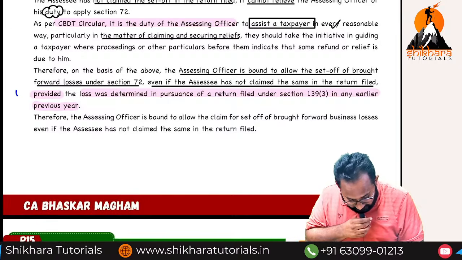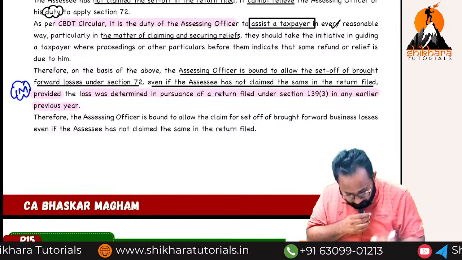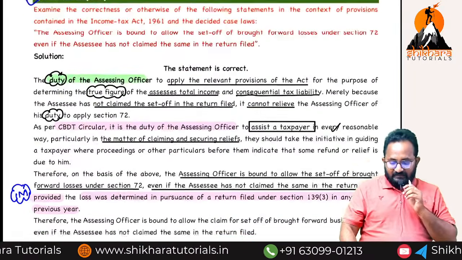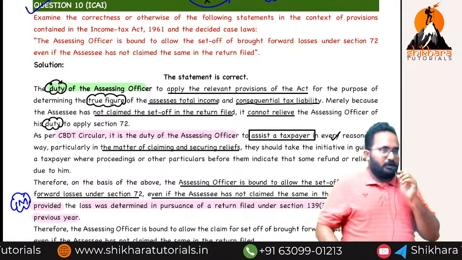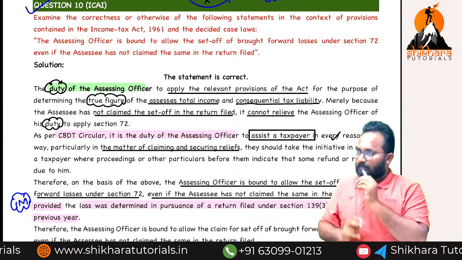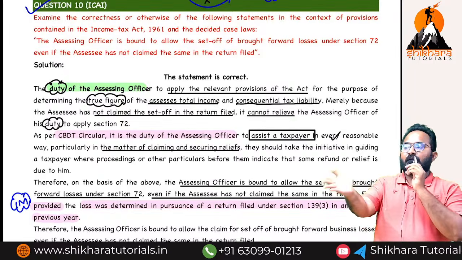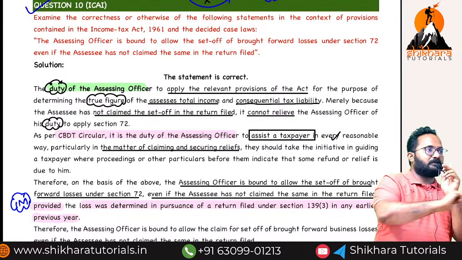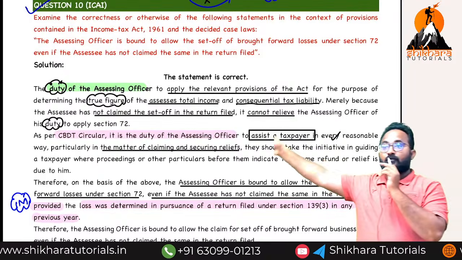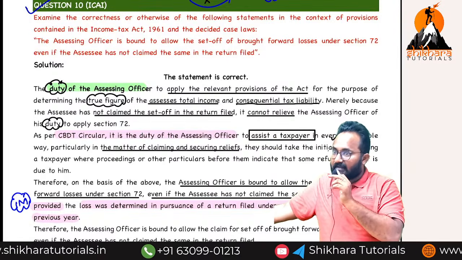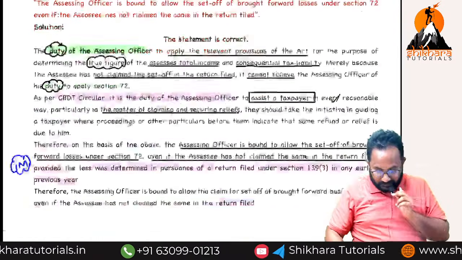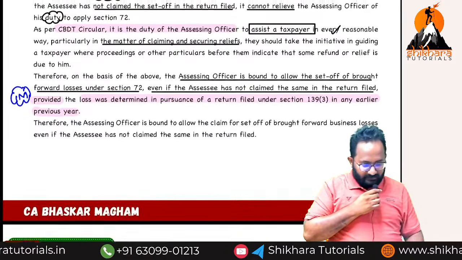Sir, for this they will allocate 1 mark. They are asking simply a duty of AO related question. But within that, you need to mention how you can carry forward earlier year losses to the present year, provided you file the loss return in the earlier years. For that point, they will allocate a further 1 mark. What is the answer?